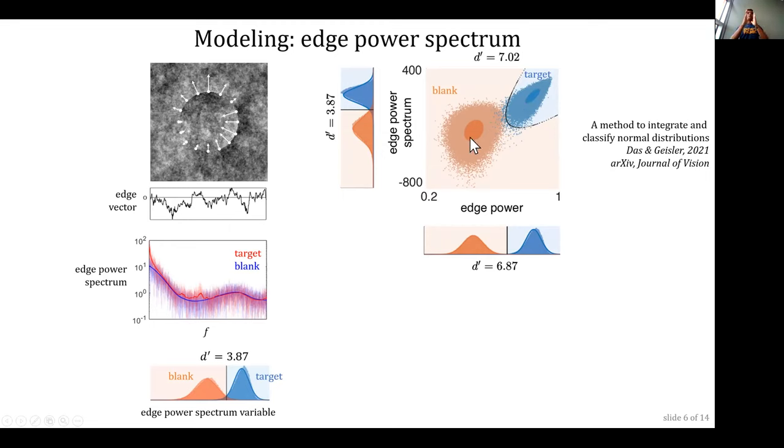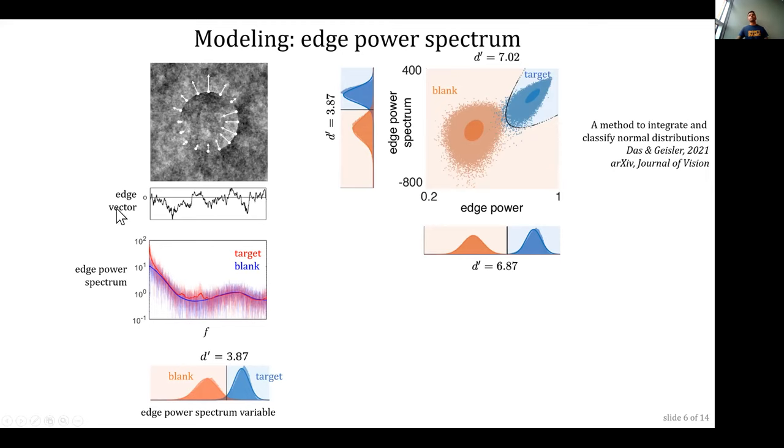So this is a space in which you plot both of those measures. And the cool thing you can do is, instead of discriminating in the space of a scalar, you can discriminate using a two-dimensional boundary in this space of two variables. And that's what this is. Okay, so I'm going to go into this a little bit, because what is being used here is a mathematical method and open source MATLAB toolbox that we developed to help solve this problem. It has applications in vision science, but also wider applications.